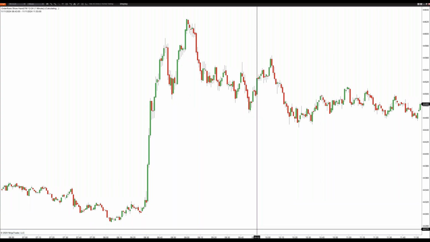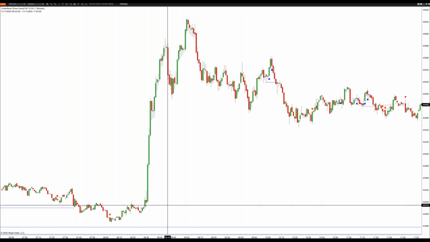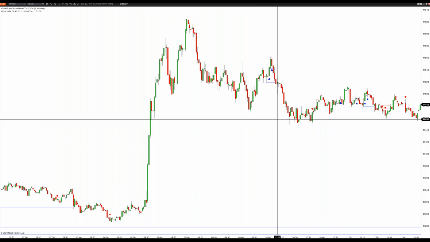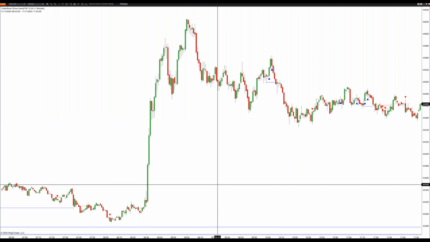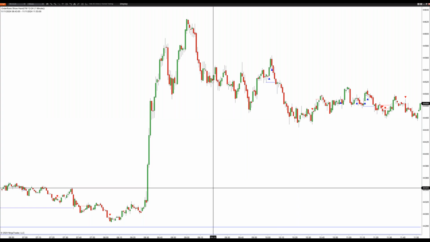So again, you have to remember the default settings are just that, the default. It's a starting point for most markets, but for some markets, depending on how they move, if they're very fast-moving markets, you probably want to adjust it more for your market.